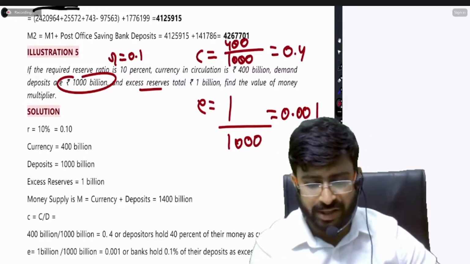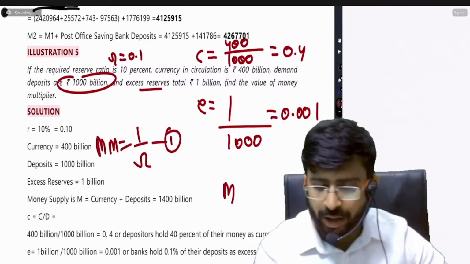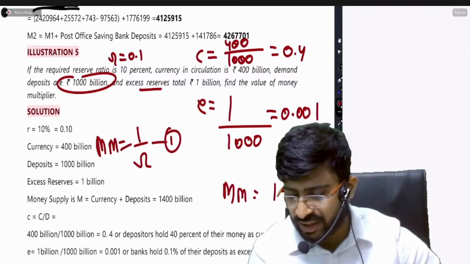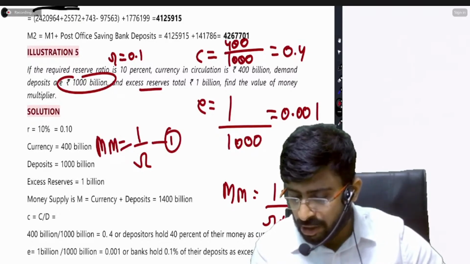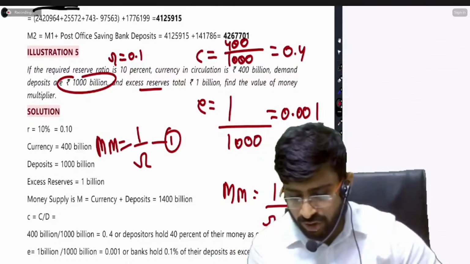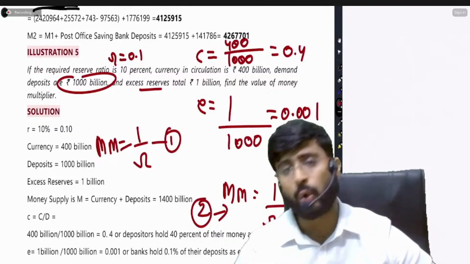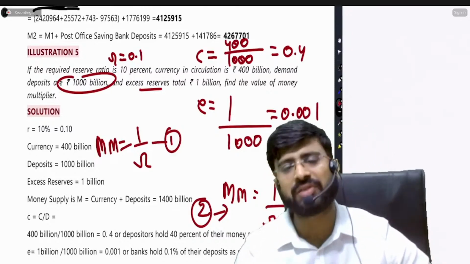Now, friends, you all tell me what formula to use. 1/R, this is the first one, and the second one is (1+C)/(R+C+E). You all tell me with common sense, मनी मल्टीप्लायर के लिए क्या यूज करें अब? फर्स्ट वाला कि सेकंड वाला? पता लग जाएगा कौन कौन सुन रहा है.